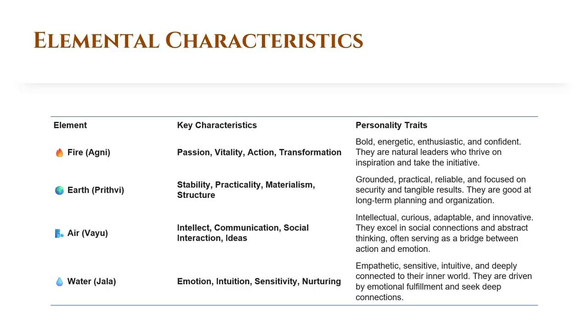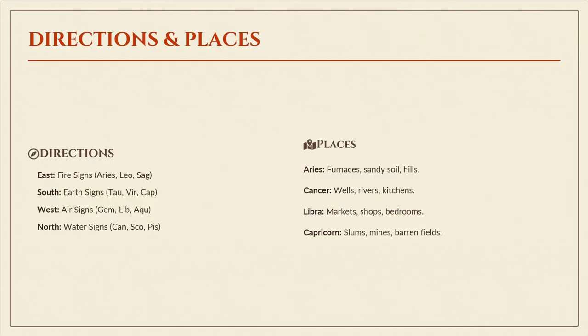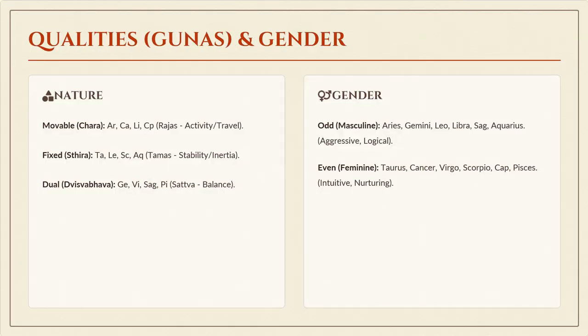Then what else was there? It's a male, so it will be aggressive and logical. It will be on the east side, it represents the east side. So just by combining the characteristics, you can understand the nature of that particular Rashi.